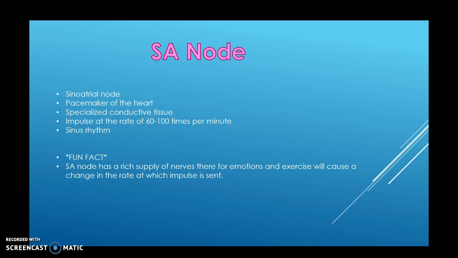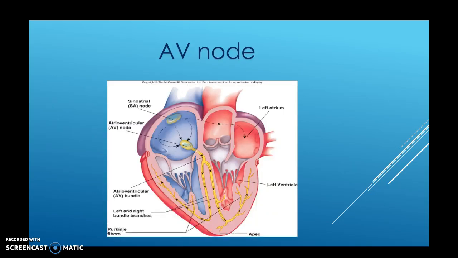Alright, so again, SA node is located in the right atrium. It's the pacemaker of the heart. When the SA node is firing correctly, your heart rate should be between 60 and 100, and it's known as sinus rhythm. Okay. The second part of this, the electrical impulse starts at the SA node. Then it travels, as you can tell by the arrows, down to this AV node.